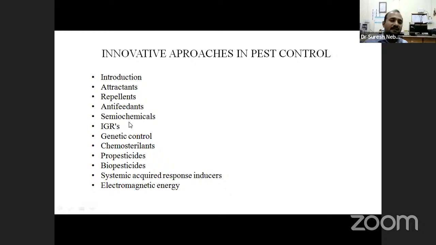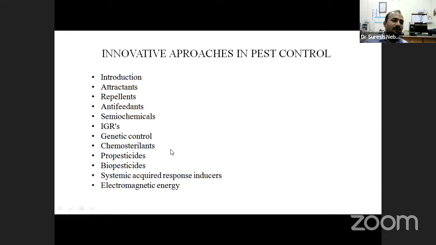Then semiochemicals, I will give a brief about the semiochemicals in the next slide. Then insect growth regulators, I discussed earlier, hormones, how we use hormones, and then insecticides based on those hormones. Then genetic control and chemosterilants, that aspect is also covered in the K.P. Srivastava book. And other things we have covered earlier.